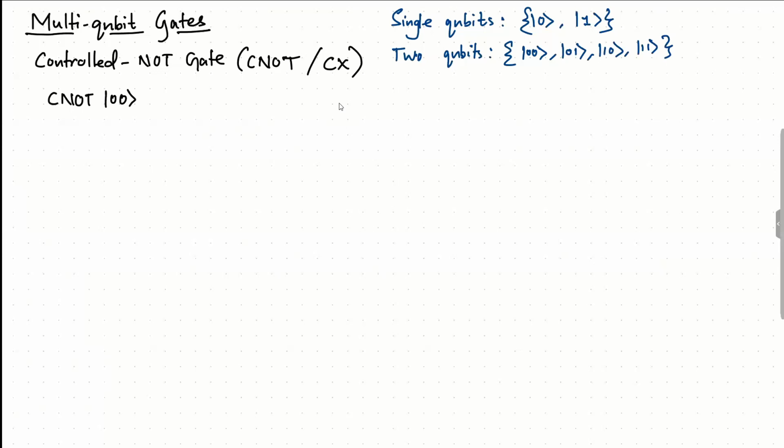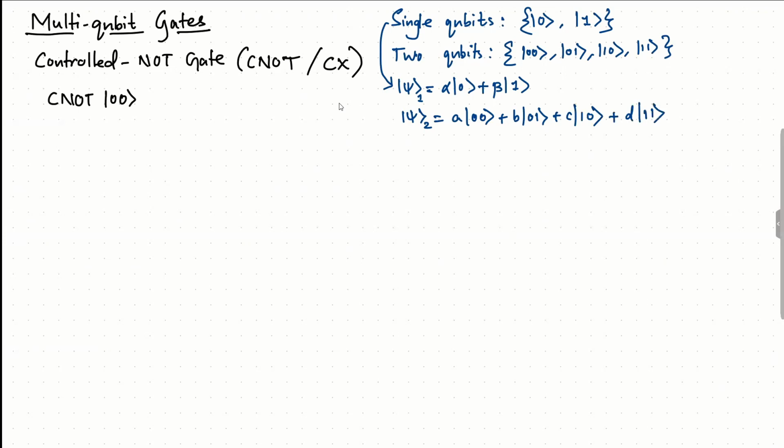So like we used to say, the most general single qubit state used to be alpha 0 plus beta 1, right? This is the single qubit state. The most general two-qubit state can be something like A times 00 plus B times 01 plus C times 10 plus D times 11. So A, B, C, D determine the coefficients of the four basis states 00, 01, 10, and 11. That's why, to know the action of a two-qubit gate, we need to know how it acts on the 00, 01, 10, and 11 basis states.